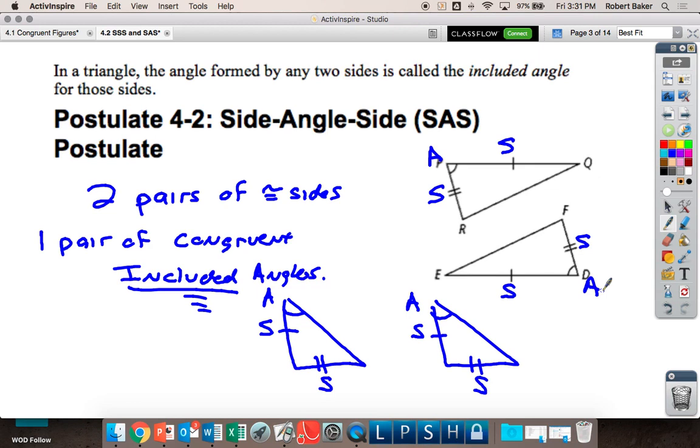At this point, I've taught you everything you need to know about these two shortcuts. Now it is just an application. Can you regurgitate the information to me? Yes or no? Are you ready? Yeah. Let's do it.